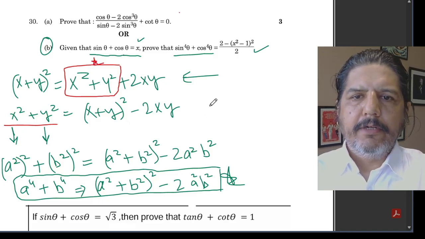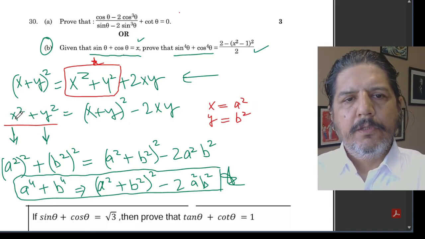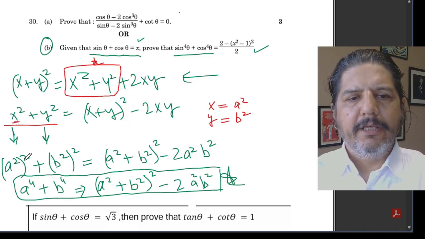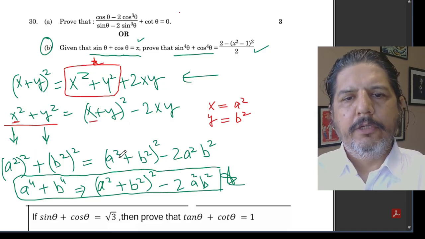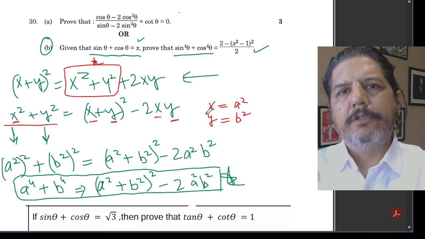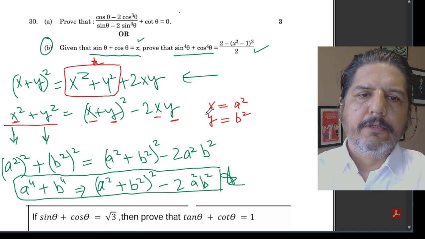Now in this, if I put x is equal to a² and y is equal to b², see what happens. So my x is a² and y is b². So this would be (a²)² plus (b²)² equal to (a² plus b²) whole square minus 2a²b². Don't worry, I'm still on the question, but there's an expansion which I want to explain before I go forward.